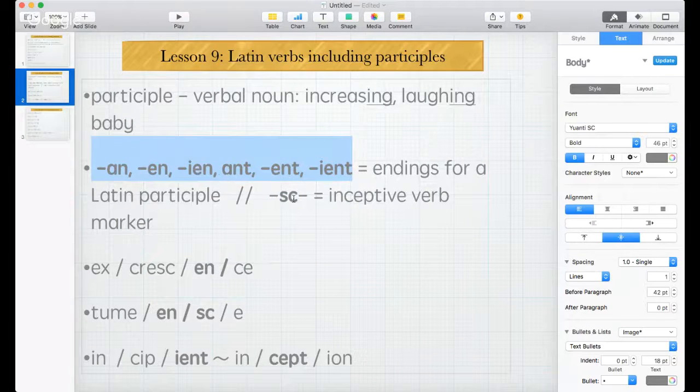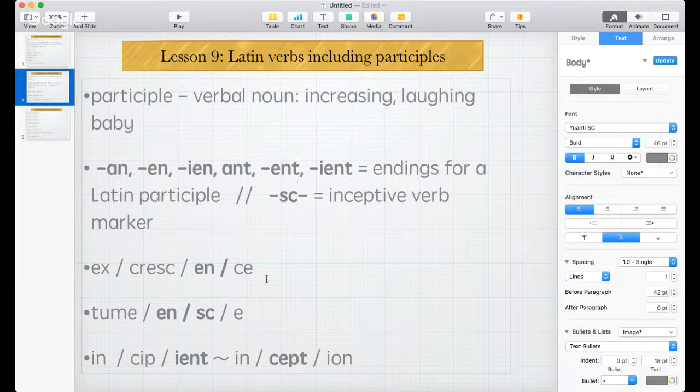Endings. This SC is, again, a marker that the verb has something called an inceptive function. What that means is that the verb has a meaning that whatever the action of the verb is, it's beginning. So we have this verb here.